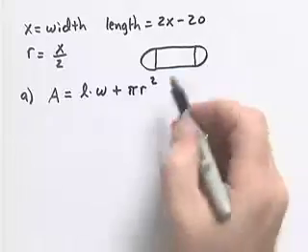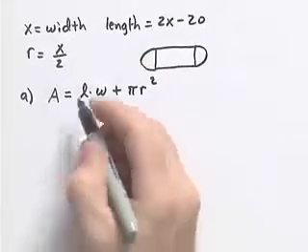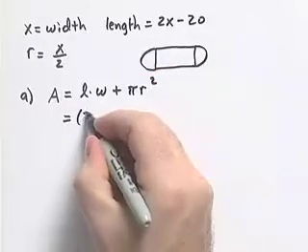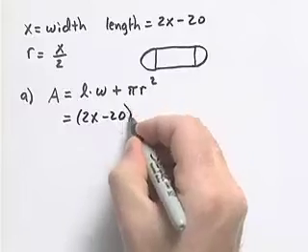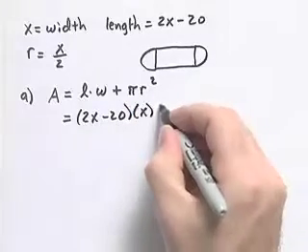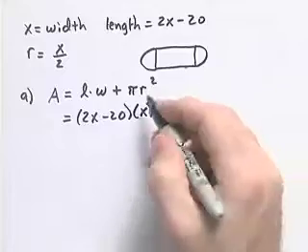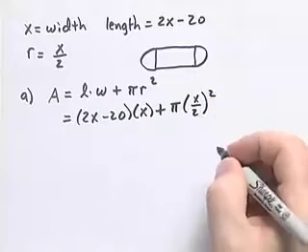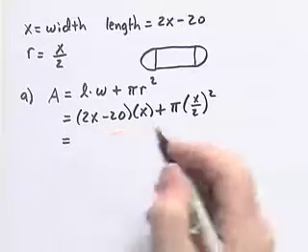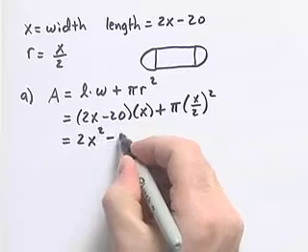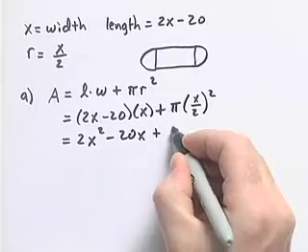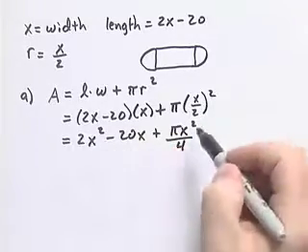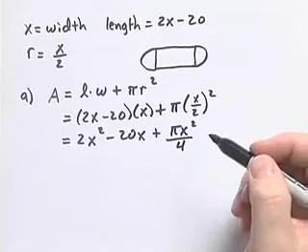Now we need to have all of this in terms of the width x, so we need to put in what we've set up here for our variables. The length is 2x minus 20, so we'll write 2x minus 20. The width we said was x, plus pi times, now the radius we said was x over 2, so we have x over 2 squared. We want to clean this up a little bit. So we'll have 2x squared minus 20x plus pi x squared over 4. And so we have this expression for the surface area in terms of x, but we want the volume.